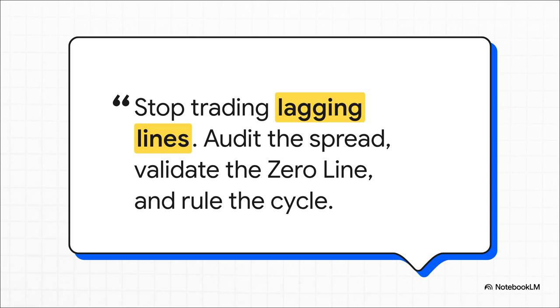We leave you with this core architect philosophy. Stop trading lagging lines blindly. Audit the spread, validate the zero line, and rule the cycle. The math is entirely visible if you just know how to read the structure. The ultimate question for you as we close this explainer is this: are you going to continue being whipsawed by reacting to lagging intersections, or are you ready to use the dual engine compass to structurally rule the momentum cycle? We'll see you in the next session.